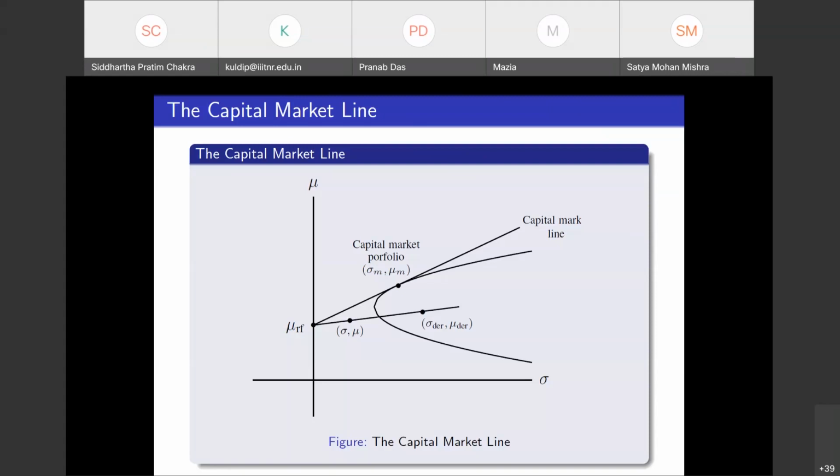and then you divide this by the sum of your investment in the overall market. So whatever weight you get there, that weight will turn out to be the point of tangency, which is what is known as the capital market portfolio.